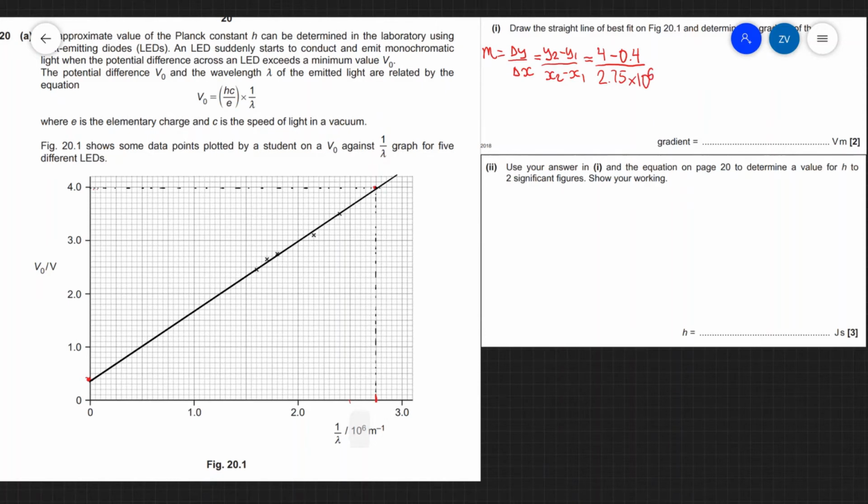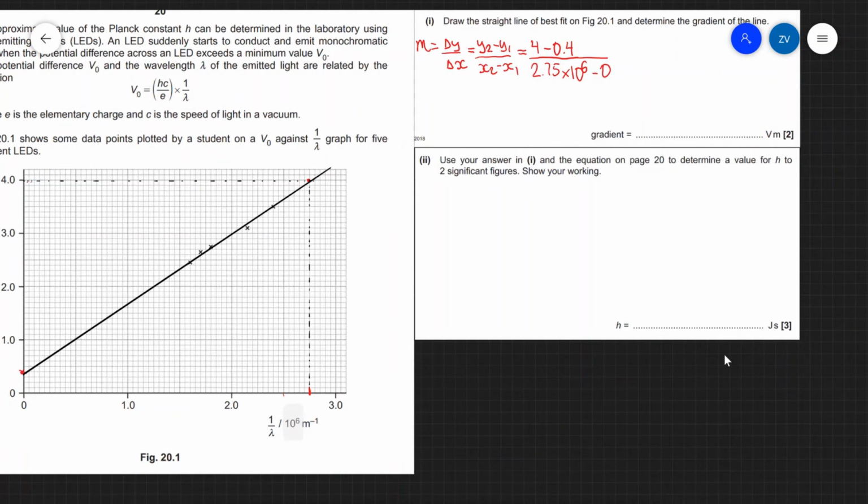Notice that my x1 in this case is going to be just 0, because the x-coordinate of my first point is 0, so my x1 is 0. Of course, we don't have to write the minus 0 part, however, just for completeness, I've decided to include this. And if we put this expression into a scientific calculator, we're going to get 1.3 multiplied by 10 to the power of -6 volt meters.